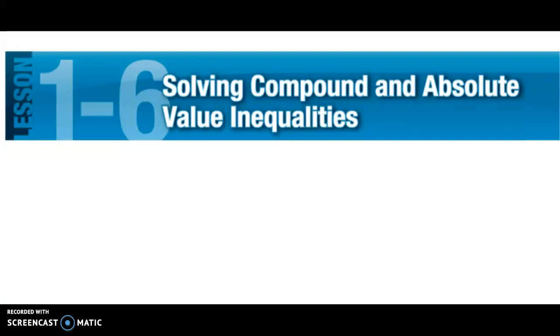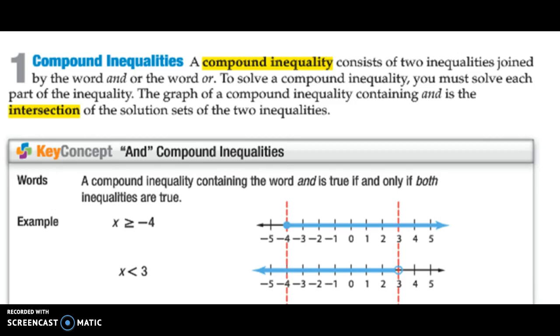Today we're going to be talking about solving compound and absolute value inequalities. A compound inequality consists of two inequalities joined by the word either and or. To solve a compound inequality, you must solve each part of the inequality. The graph of one that contains an and is called an intersection, where it's between two of them.